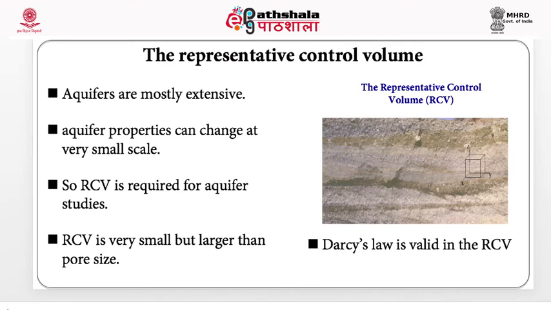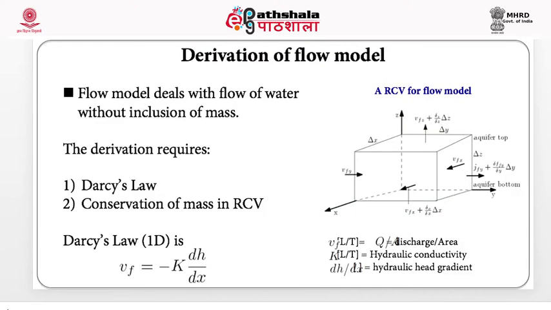So a model aquifer has to be small, but it should not be smaller than the pore size, whereas the basic groundwater hydrology principle, that is Darcy's law, has to be valid in this RCV. Now that we have our model aquifer, let us begin with the derivation of the flow model.